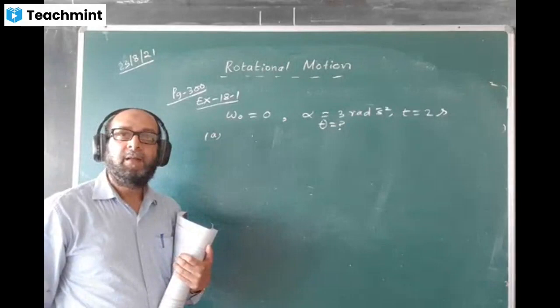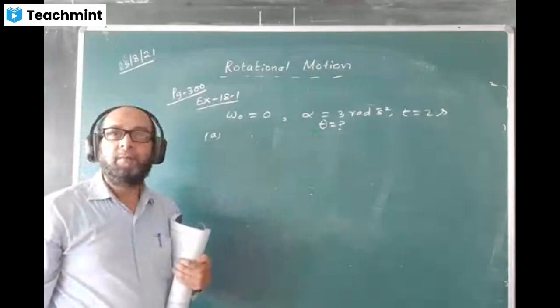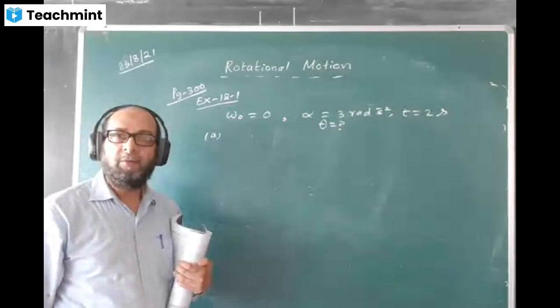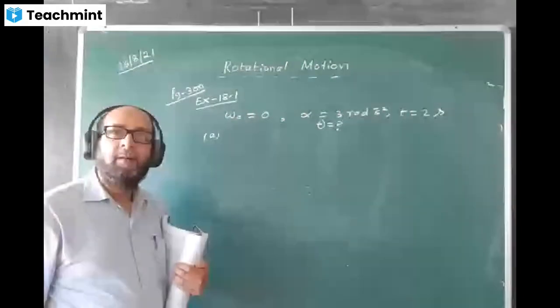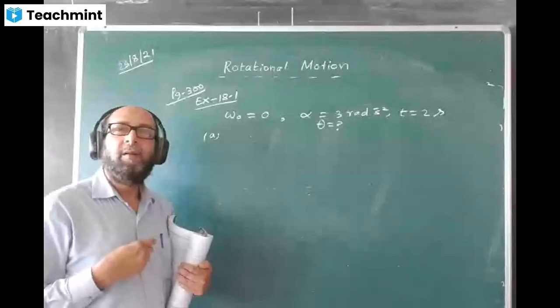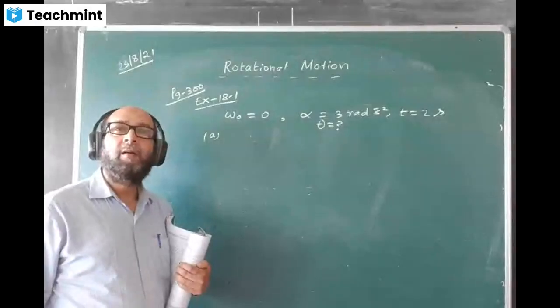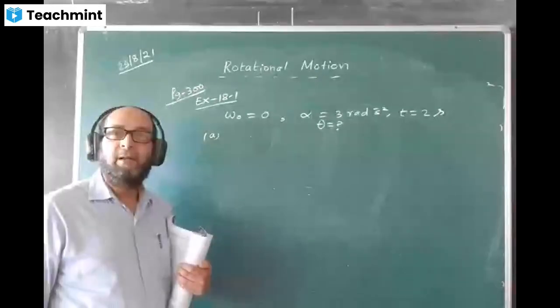Sir, omega is equal to omega naught plus alpha t. Theta doesn't come in that. Just choose the correct formula and find the answer. Tell me which formula. Omega square is equal to omega naught square plus 2 alpha theta, but that formula will not directly give theta either. Use the formula where you get a direct answer.